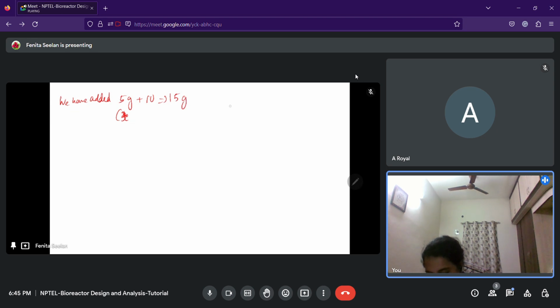So at the final, which is XF, the biomass concentration would be, the volume is going to remain the same because it is a batch reaction. In the batch reactor, we are not taking anything out in the middle, nor are we adding anything. So it is the same. So 15 grams per 50 liter. If we do that, it is 3 by 10, so 0.3 grams per liter.